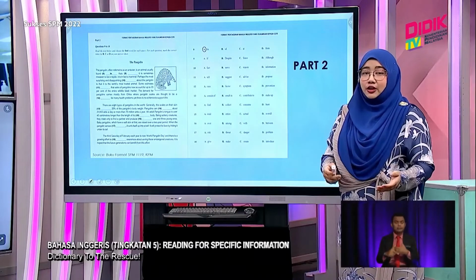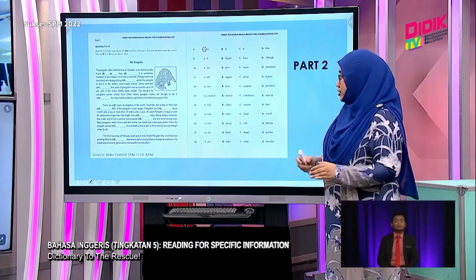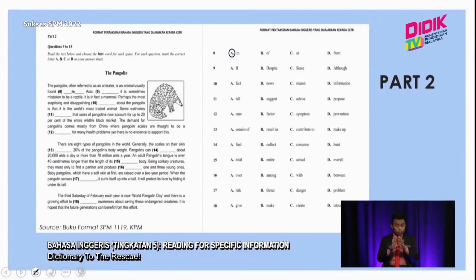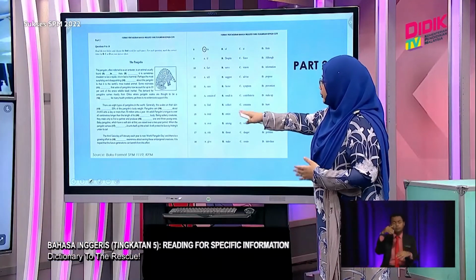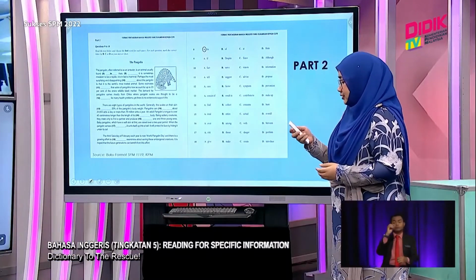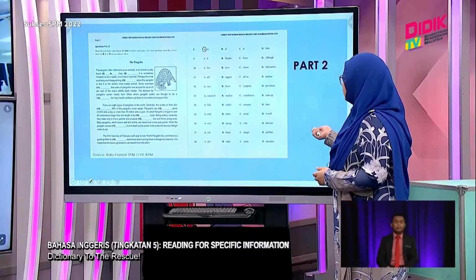This part is called the closed passage. As you could see over on the left-hand side, there's a text and there are several blanked parts. The pupil's task is to identify the suitable words to be filled in the blanks. And there's a total of 10 blanks that we could see over there. Okay, so that's part 2.